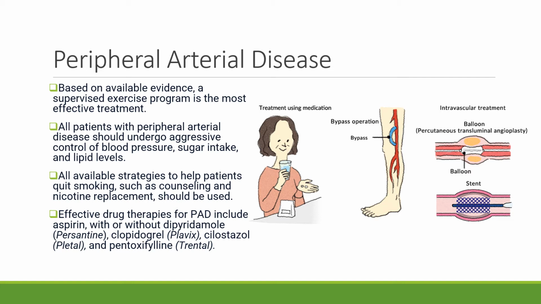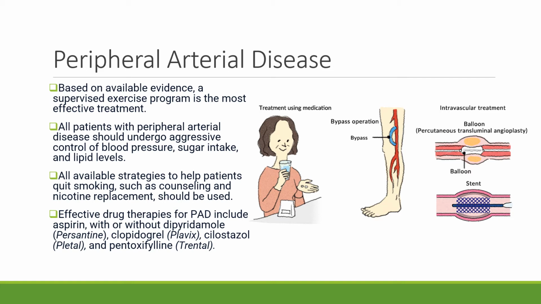Non-surgical therapy for intermittent claudication involves risk factor modification, exercise, and pharmacologic therapy. Based on all available evidence, a supervised exercise program is the most effective treatment. All patients with peripheral arterial disease should undergo aggressive control of blood pressure, sugar intake, and their lipid levels. All available strategies to help patients quit smoking, such as counseling and nicotine replacement, should be used.